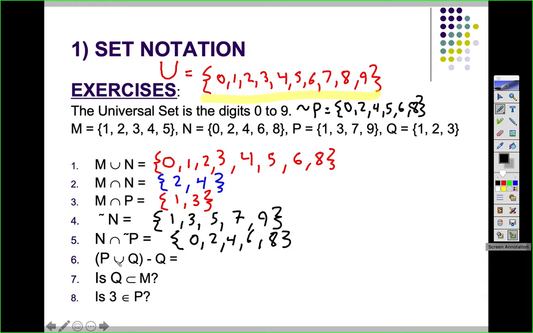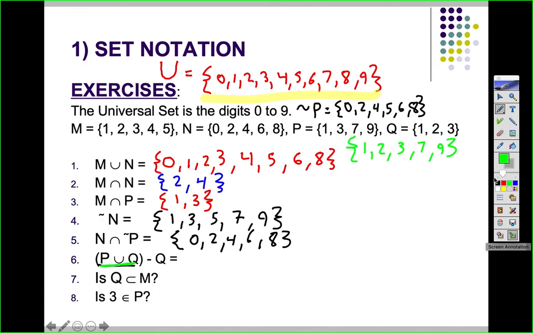Okay. P union Q. And then we're going to subtract Q. Okay. Take it step by step. Union means to unite. P and Q united would be, we're going to do this part first, parentheses first, just like math. P union Q, I will do it right here in this green color. So if I unite them, it's everything. I have a 1, I have a 2, I have a 3, I have a 7, I have a 9. The green is this green. This is P union Q.